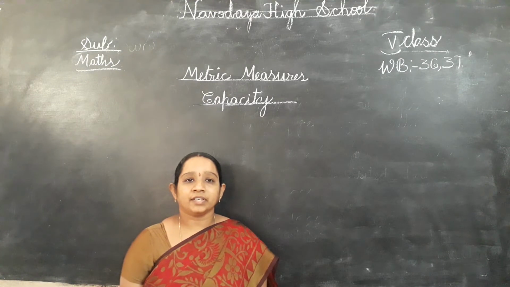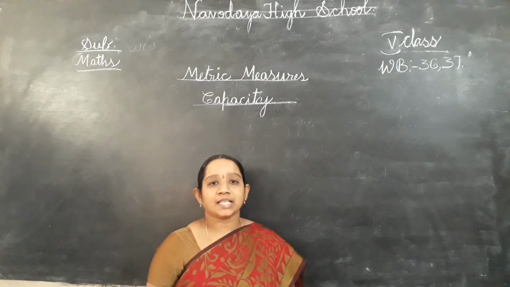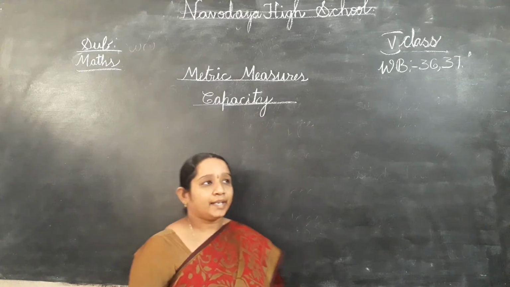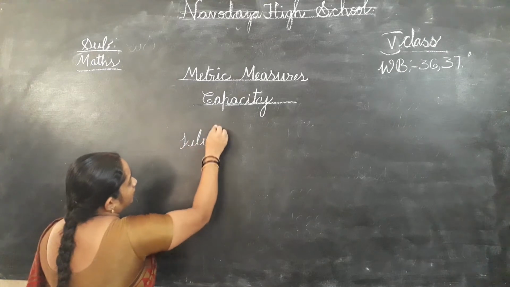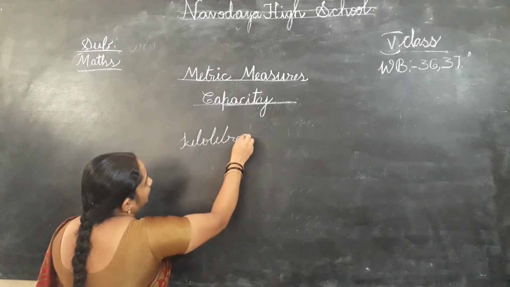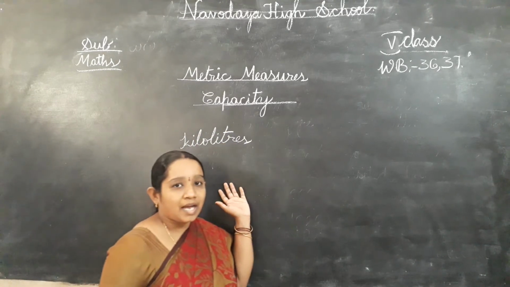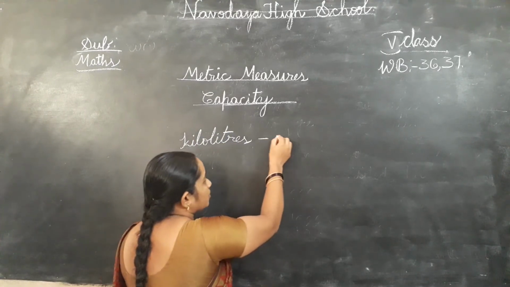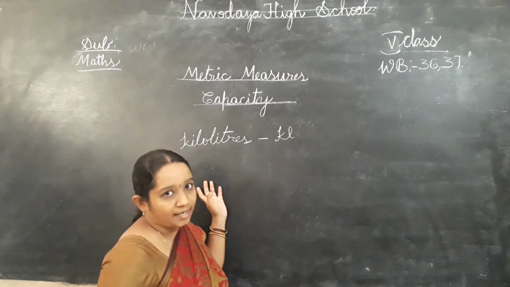In the previous video we learned about capacity. Now let us recall some points, children. Kiloliters. Kiloliters are used to measure large capacities. So the short form for kiloliters is KL.